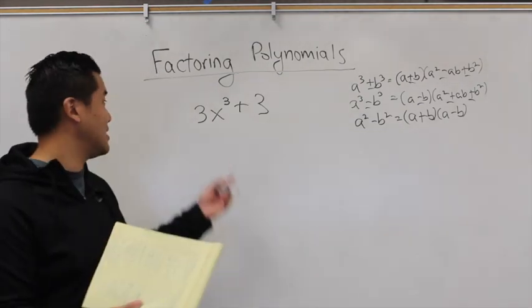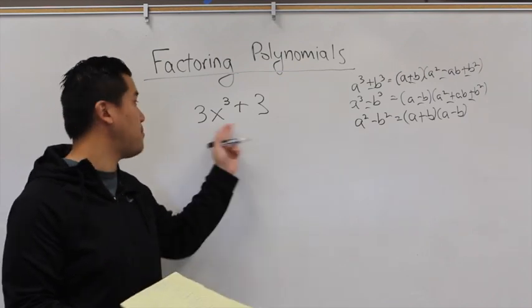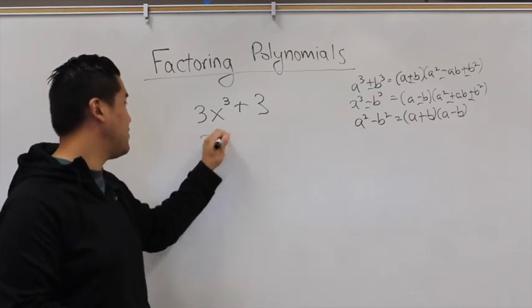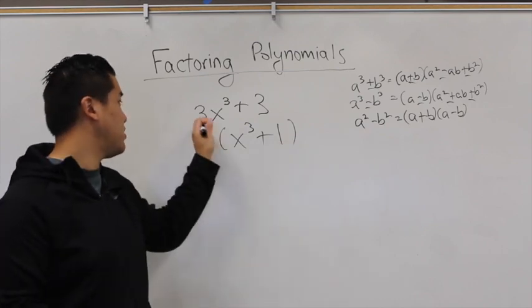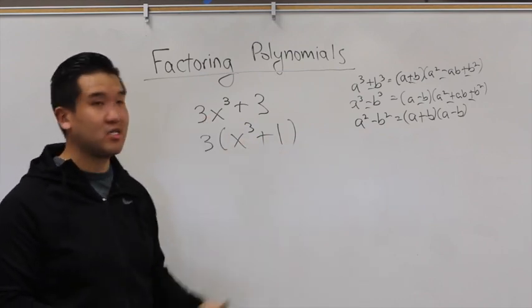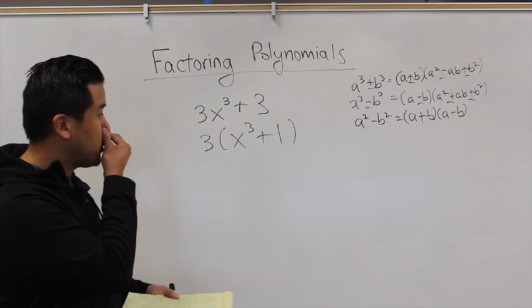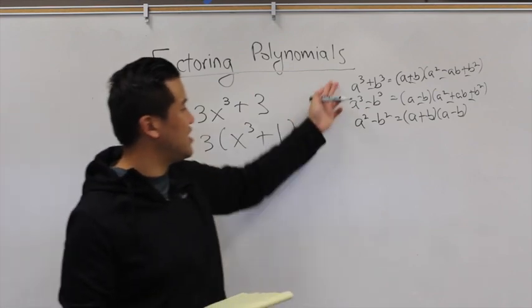Alright, welcome back. Let's take a look. So what's my GCF? What do they both have in common? They have a 3 in common, so I'm going to take out the 3. If I pull out the 3, then you're going to divide everything by 3, so you have x cubed plus 1. And now the question is, x cubed plus 1 doesn't look like any of these guys.